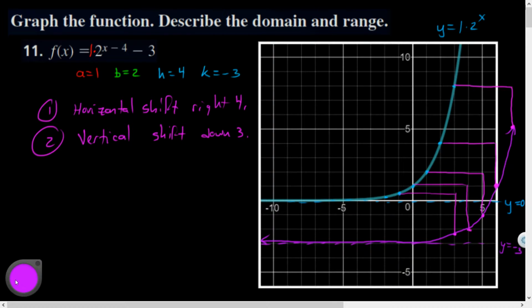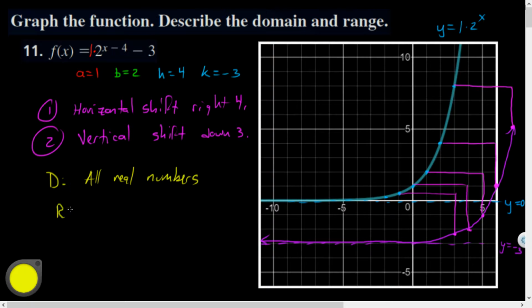Now, they did ask us for domain and range. So for domain, shifting it 4 to the right, well, I had infinitely left and right before, so the domain is all real numbers. It's everybody.